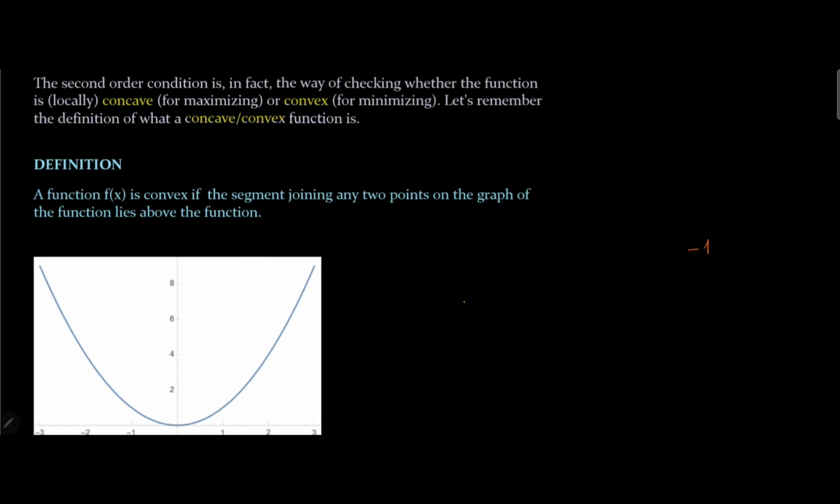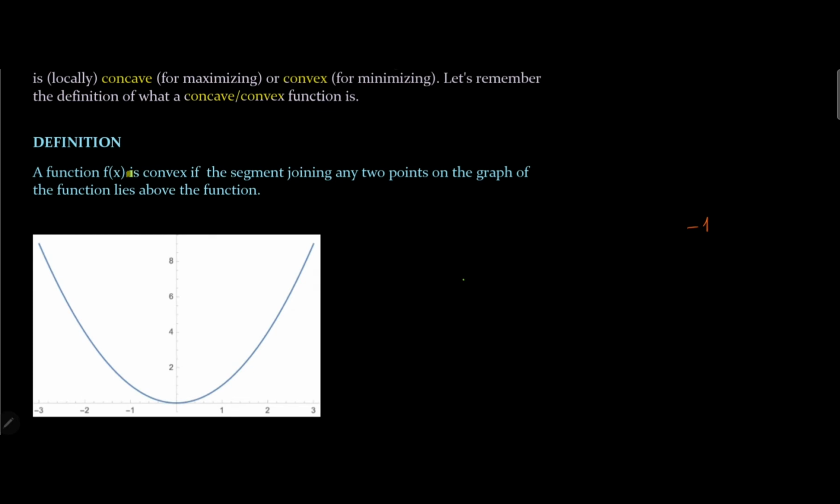Let's start with a one variable function. Then a function is said to be convex if the segment joining any two points on the graph of the function lies above the function. If I have a segment like this, then the segment is above the function that lies below. That's the idea. So when this happens, the only possible shape for this to happen is that of a convex function, that type of shape.